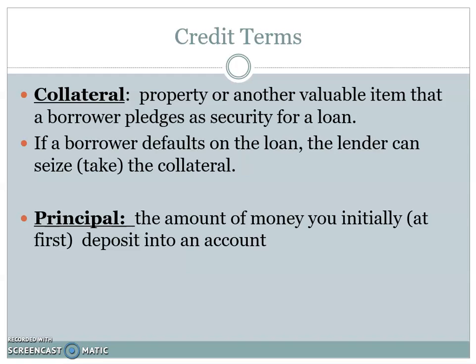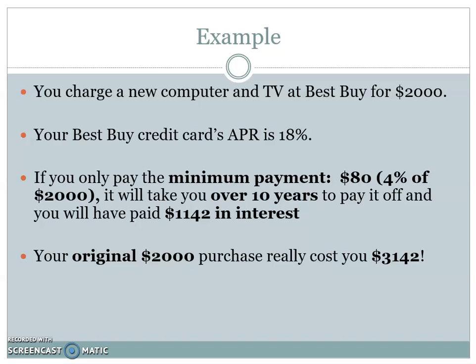I'm going to give you one example here of a credit card. Let's just say you charge a new computer and TV at Best Buy for $2,000. You're going off to college, you need a new computer and TV. Your Best Buy credit card has an interest rate, that's what APR is, at 18%. So that means if you can't pay back the full $2,000 at the end of the month, you get charged 18% every single month until you pay that back.